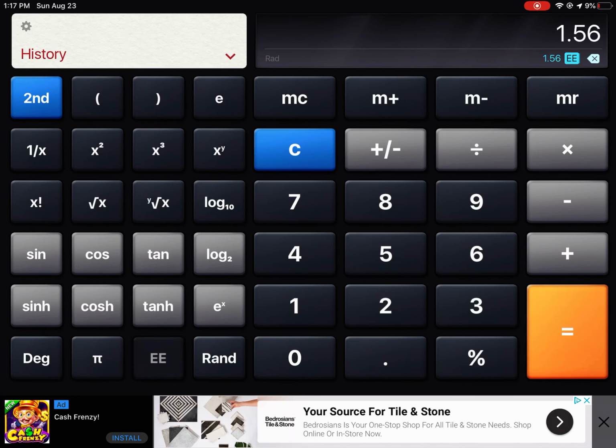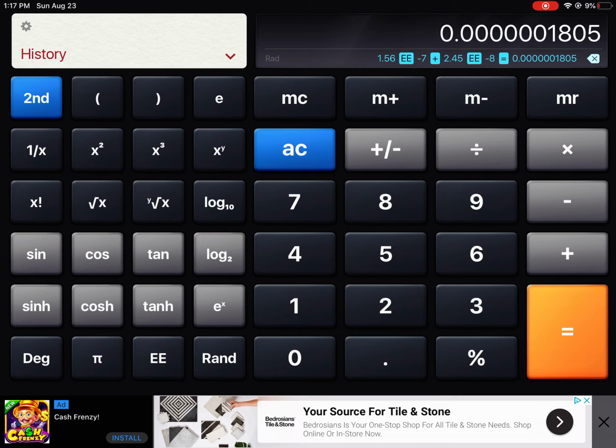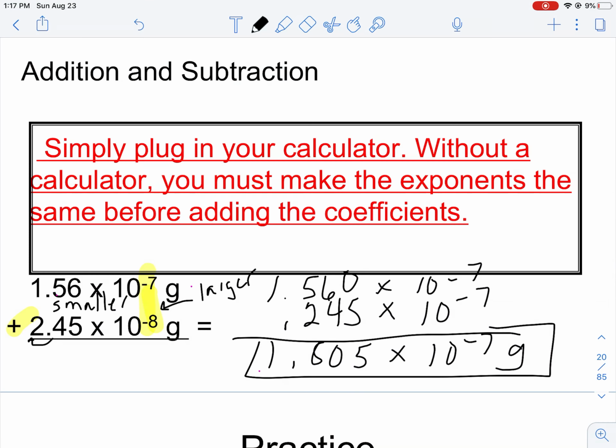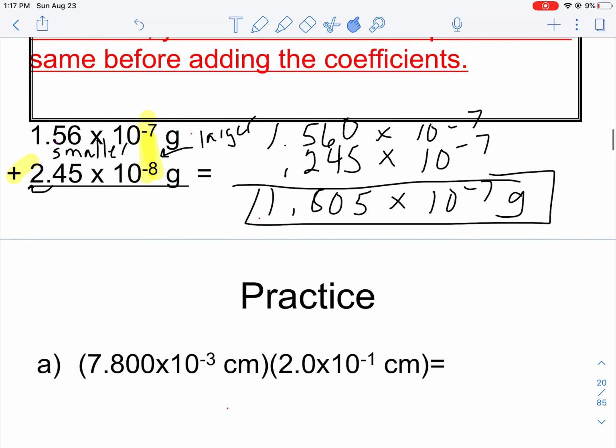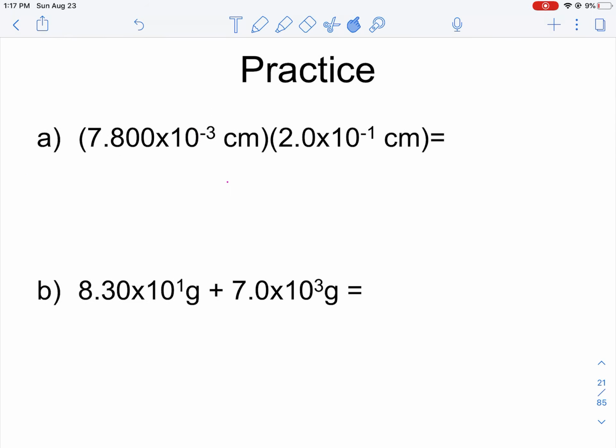Now simply plug into your calculator. Once again, we got 1.56 times 10 to the power of negative 7 plus 2.45 times 10 raised to the power of negative 8. Notice I did not need to change my exponents to be the same. I'm just simply plugging in what the problem says. I get a really small number. I can count the zeros out, but we already know that our answer is 1.805 times 10 to the negative 7 grams.